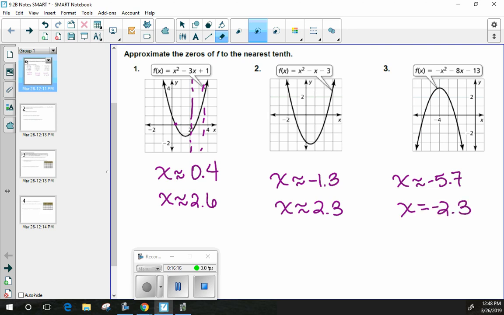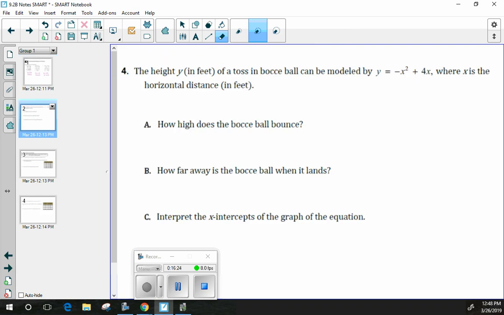All right, so are we feeling really good about using the calc function of our calculator to compute the exact x-intercepts? Are we good with that? All right, awesome. So then let's talk about this word problem right here, because this lets us play with another feature on our calculator. The height of a toss in bocce ball.